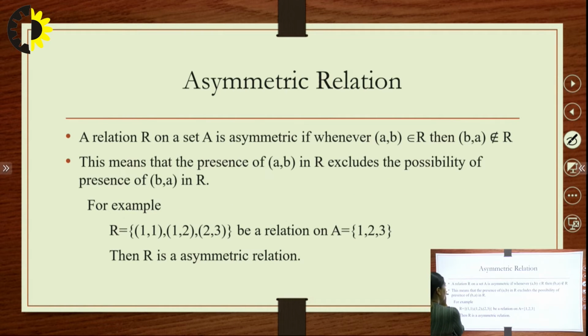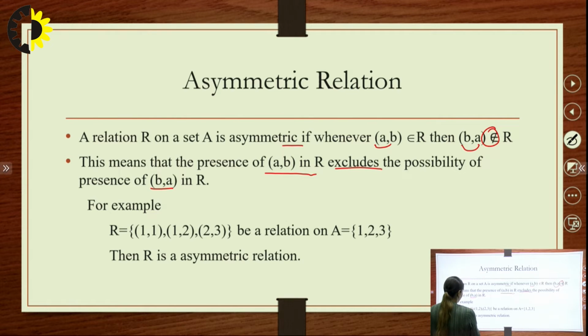Asymmetric relation. A relation R on set A is asymmetric if whenever A is related to B, then B should not be related to A. This means that the presence of (A, B) in the relation excludes the possibility of the presence of (B, A). This is the reverse of the symmetric relation.